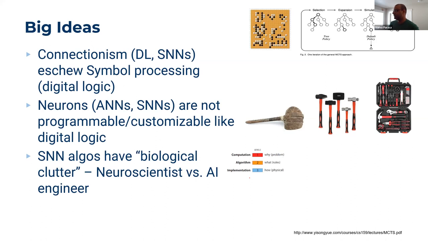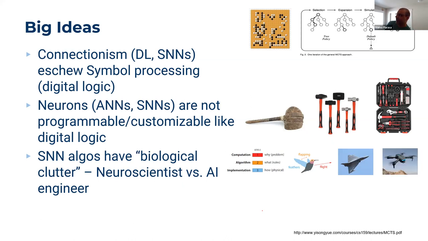Like going back to Marr's three levels of analysis, when we have a problem where we want to do some computation, we figure out what the algorithm is, and we customize that algorithm to a given physical substrate or implementation we have. In biology, we do it using the flapping of the wings, but we can also do it in other ways. So the same approach can be used for artificial intelligence also.